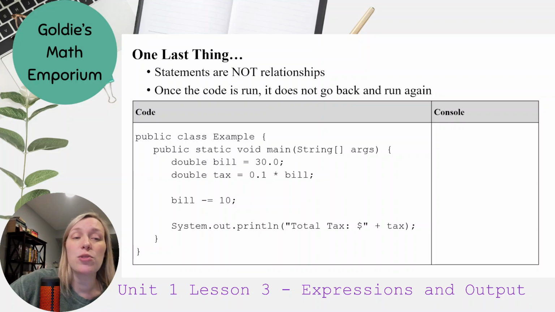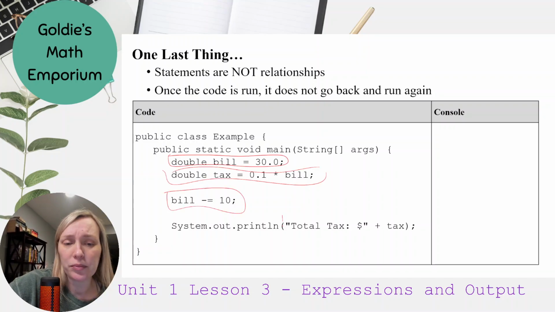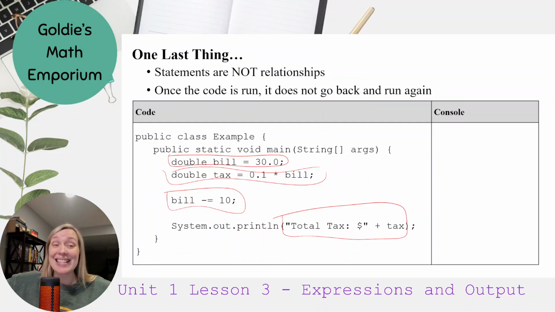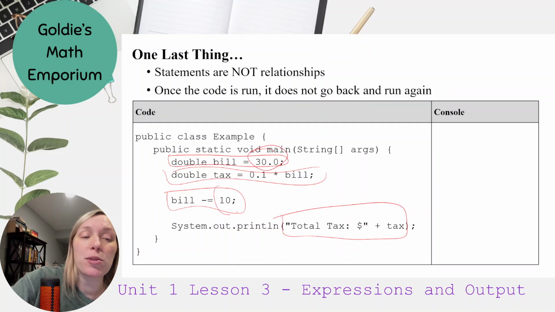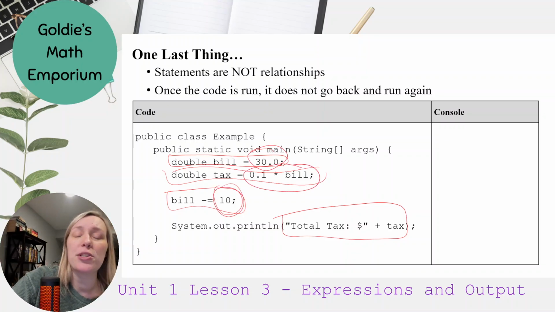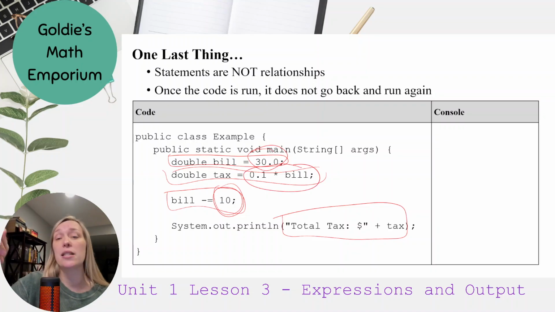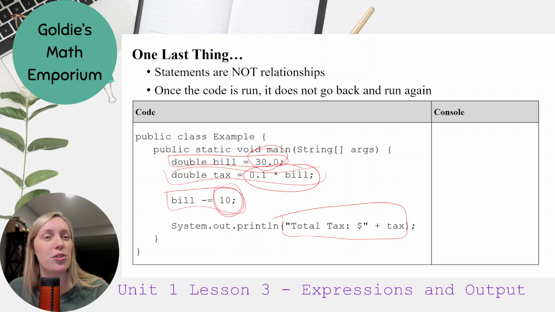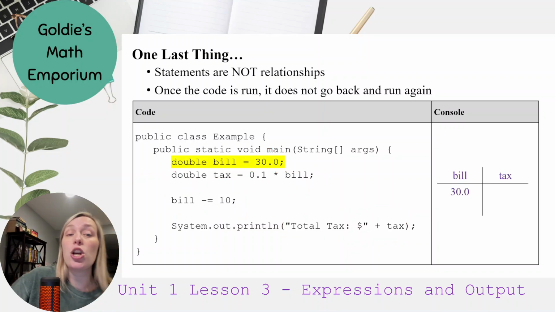So what I've had students do is look at this and say, okay, I have a bill, I have a tax. Oh, I subtract 10 from the bill, and then I'm going to print off the tax that comes with that bill. And students will say, okay, my bill is 30, but I'm subtracting 10 here, so my bill is actually 20. And then if I take 10% of 20, that means my tax should be 2, right? And so total tax is $2, done. No, don't do that, okay? Don't fall into that mistake. Statements are not relationships here. You got to trace through.